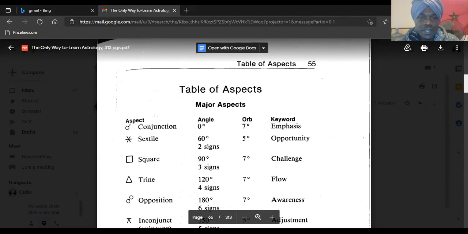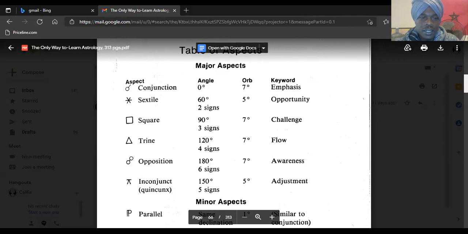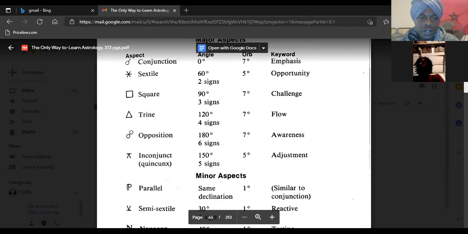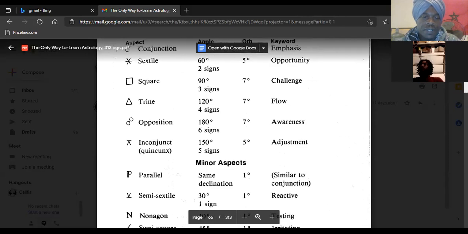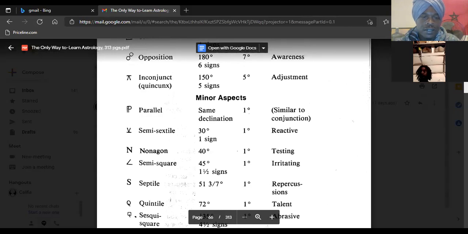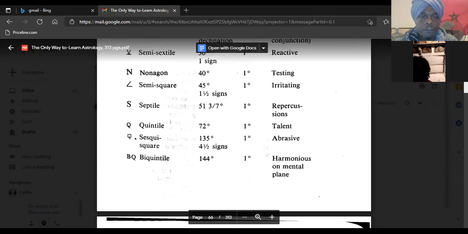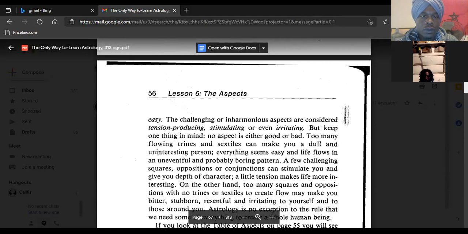So this is a table of aspects, major aspects. Get a good look at that, screenshot it or whatnot. These are more advanced symbols that we're going to need to know. Conjunction, which is 0 degrees, sextile, 60 degrees, square, 90 degrees, trine, 120 degrees, opposition, 180 degrees, etc. Once again, go back on YouTube and rewind this.